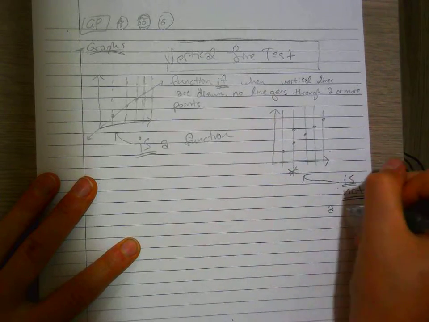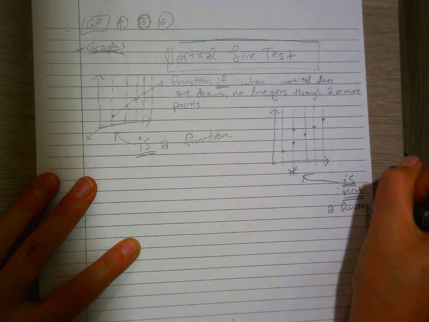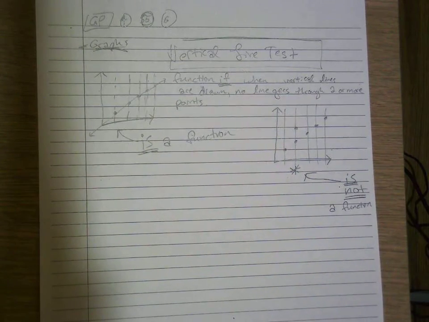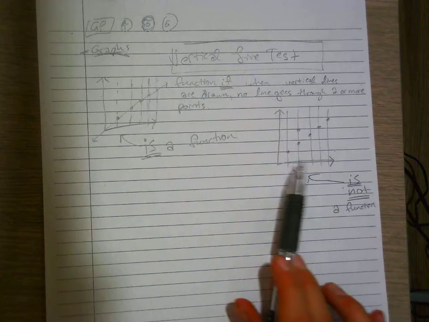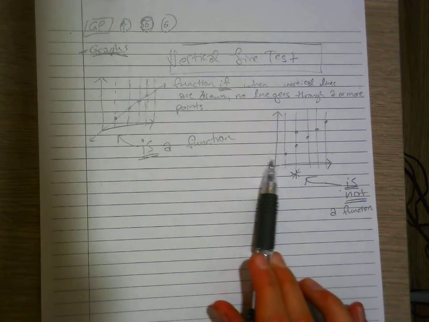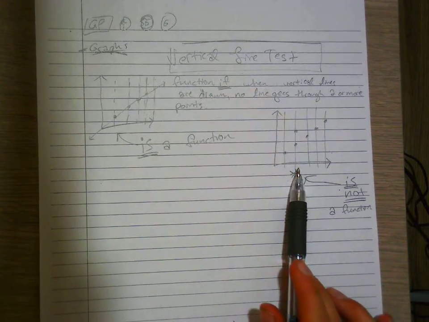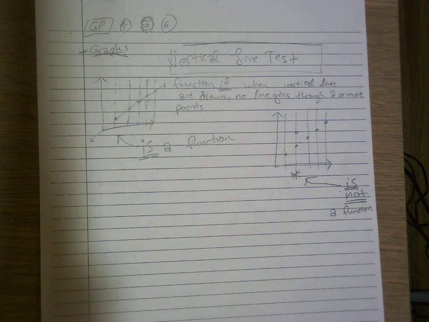Okay? So we just need to know that for every input, there's only one output. So for every x we put in, every time we go over, there's only one y. Because here, this x, say this was 2, it would have a y there and a y there. So you can't put in one x and get two y's out. It's just not possible in a function.